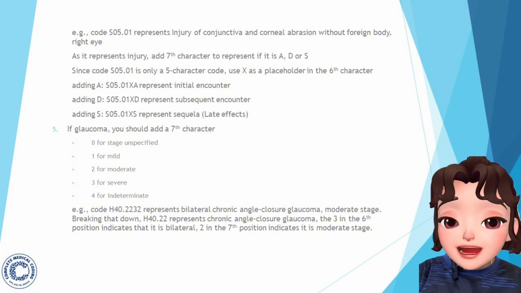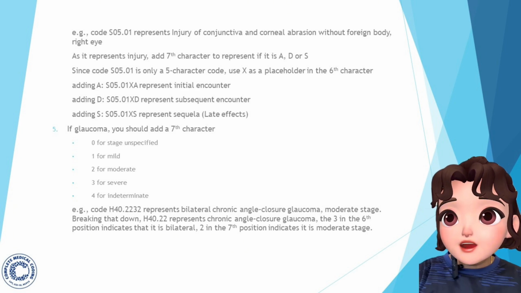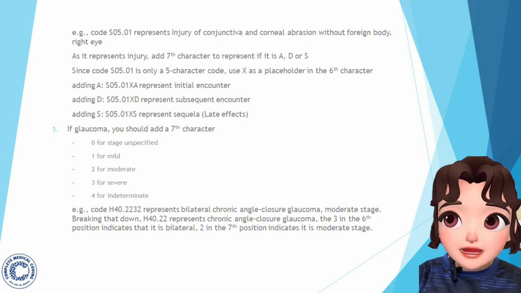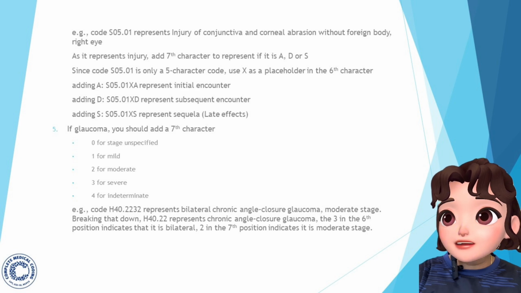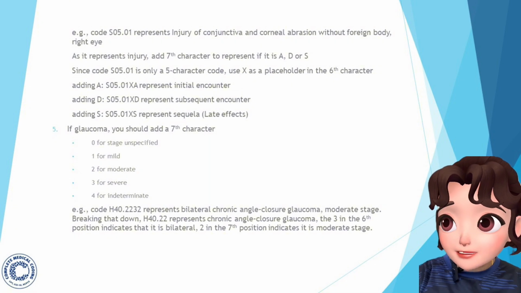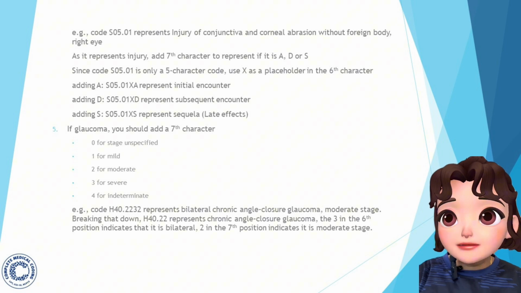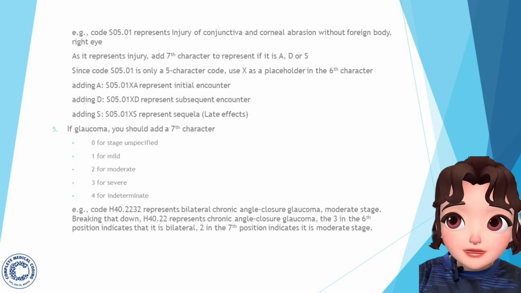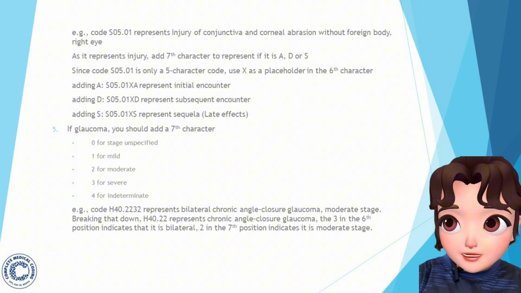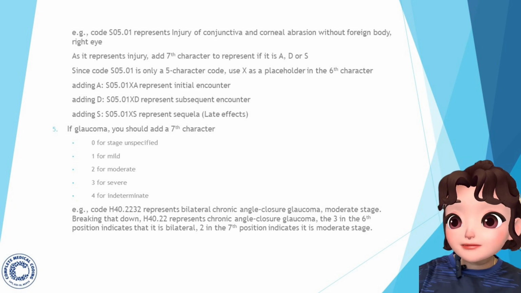Okay, so breaking that down, let's see what it is exactly. H40.22 represents chronic angle closure glaucoma, a simple diagnosis. And the 3 in the 6th position indicates that it is bilateral. Because it is bilateral, we will use 3 in the 6th position. And then the 7th position indicates the moderate stage, because the number is 2. Okay, that's how the coding will be.